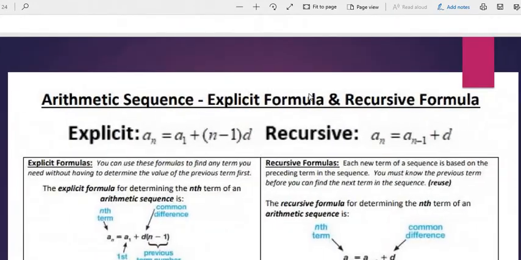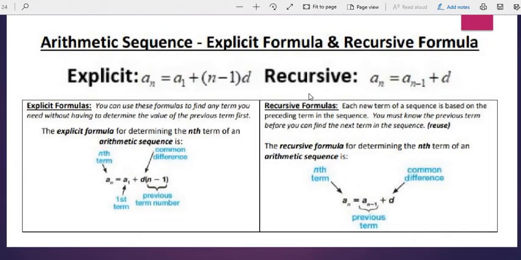Now, on this next part right here, we're going to be looking at formulas. You have what we call the explicit formula and the recursive formula. So when I look at the explicit formula, you can use these formulas to find any term you need without having to determine the value of the previous term. So if I wanted to find the 1,000th term, instead of clicking all the way through the calculator until I reach 1,000, I can just simply substitute it in place of this n right here.